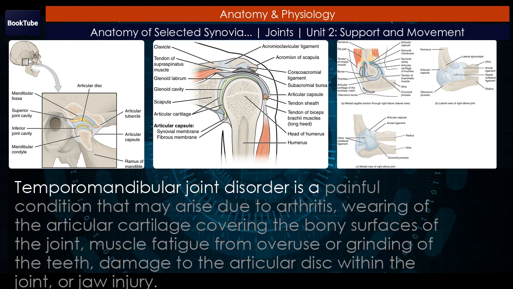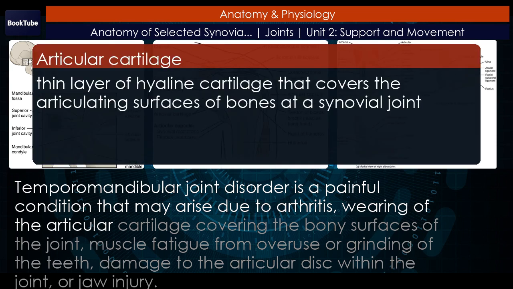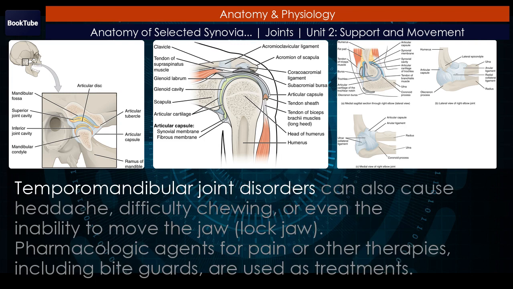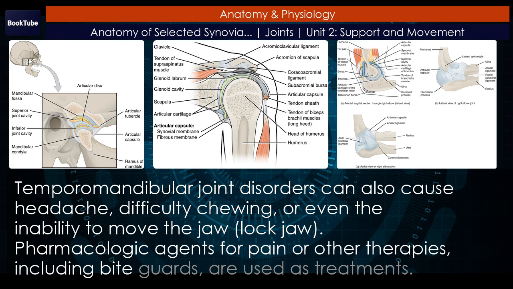Temporomandibular joint disorder is a painful condition that may arise due to arthritis, wearing of the articular cartilage covering the bony surfaces of the joint, muscle fatigue from overuse or grinding of the teeth, damage to the articular disc within the joint, or jaw injury. Temporomandibular joint disorders can also cause headache, difficulty chewing, or even the inability to move the jaw, or lockjaw. Pharmacologic agents for pain or other therapies, including bite guards, are used as treatments.